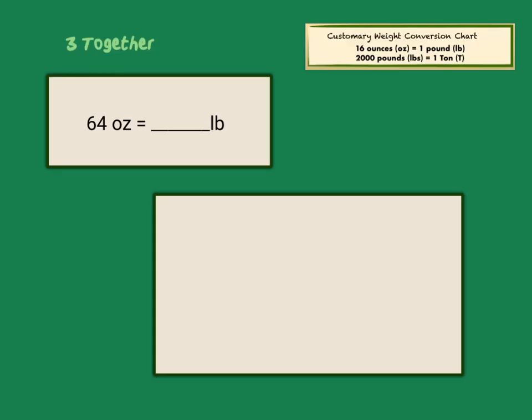In this problem, we're going from 64 ounces to pounds. In my conversion chart up here, I see that 16 ounces equals 1 pound. That means that ounces are a smaller unit and pounds are a larger unit. Therefore, I will need fewer pounds than I would need ounces. So my answer should be smaller than the number I'm starting with, which means I'm going to be dividing. So if there are 16 ounces in every pound, I would need to take 64 and divide it by 16.